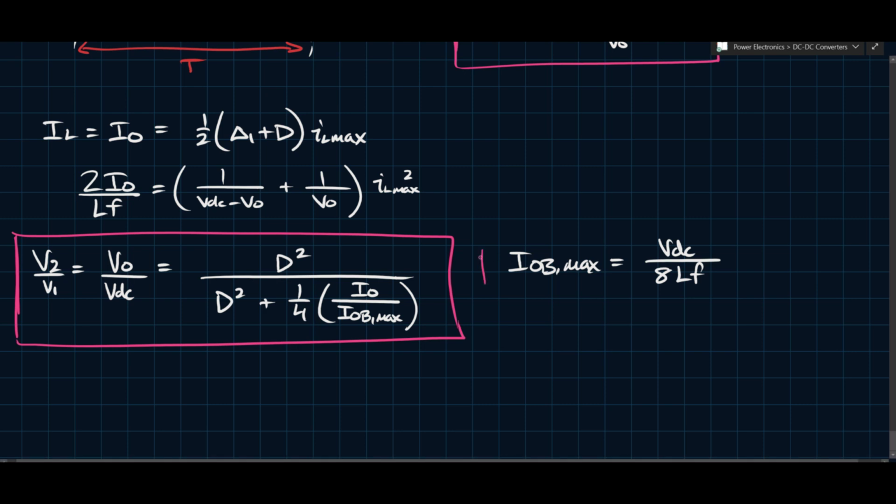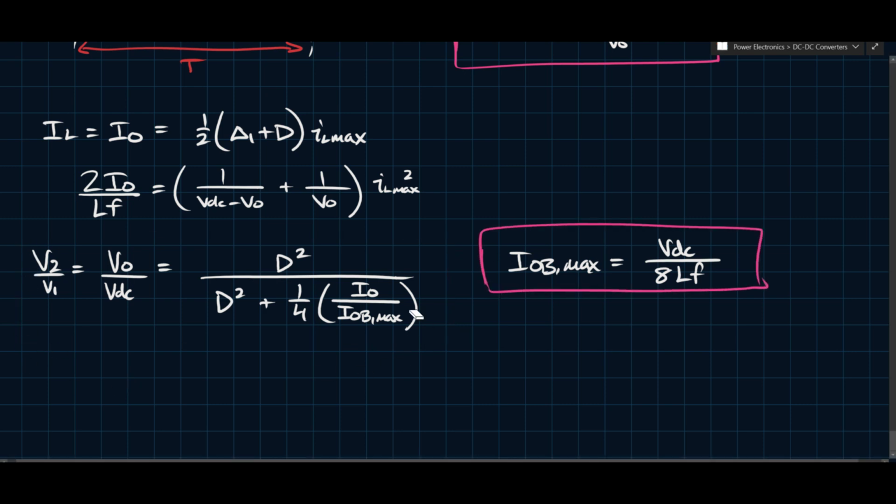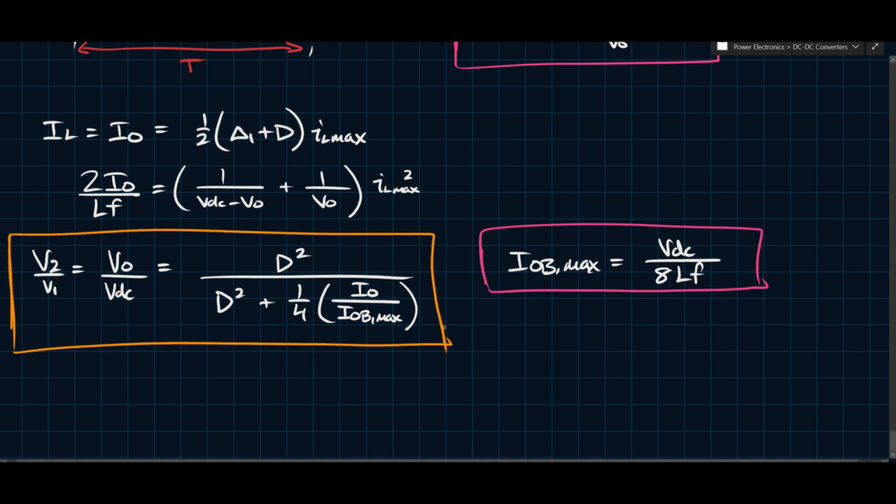And I think I've used the wrong color. I think this should be this color. And I feel like, personally, this should be orange because this is an equation, and it's usually a good idea to be consistent with the way you do things.